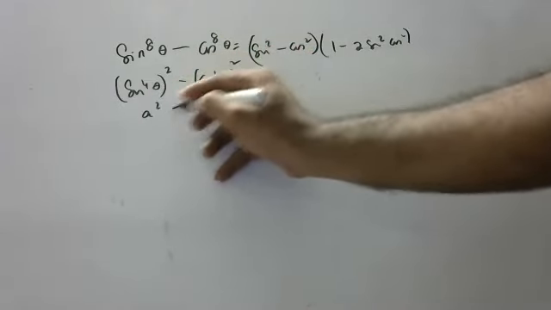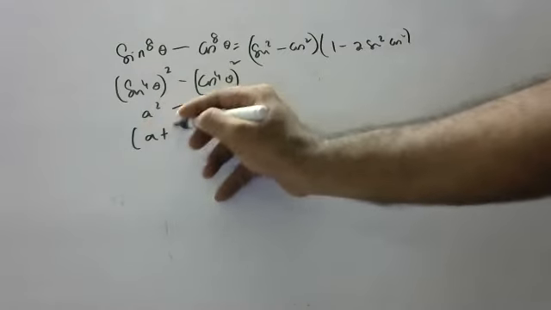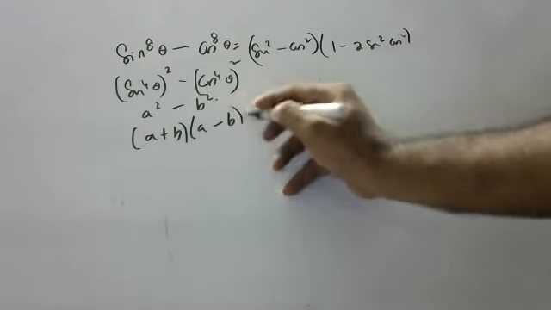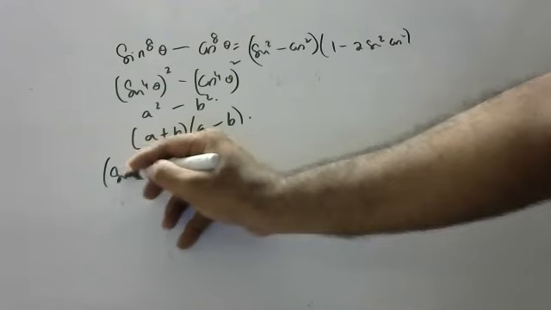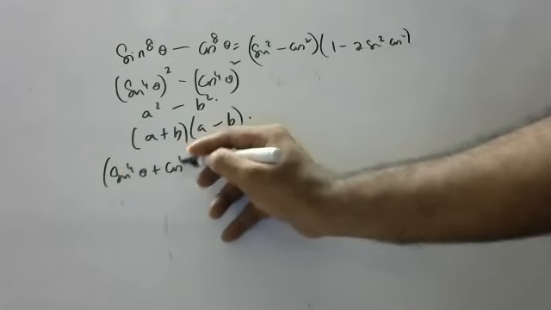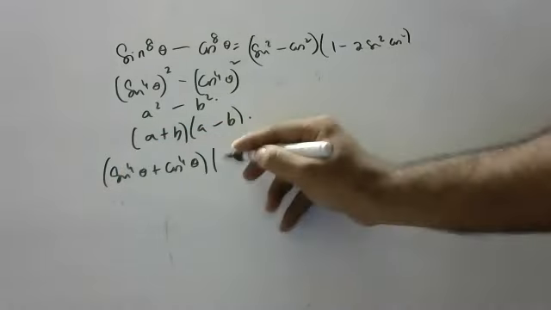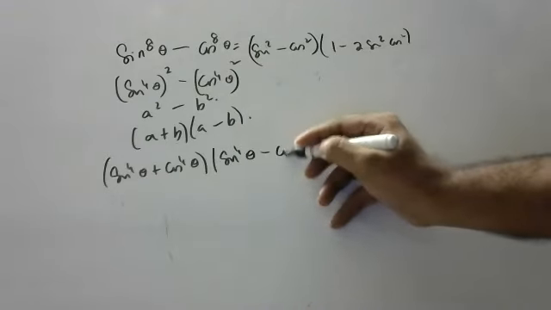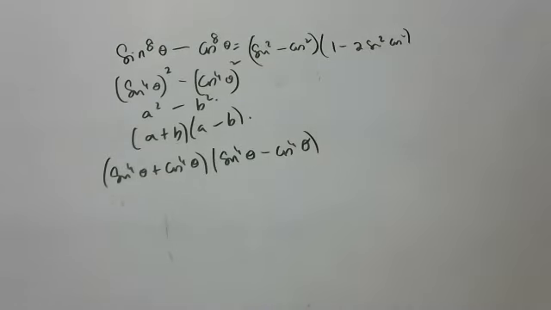This is in the form of a square minus b square, which is nothing but a plus b into a minus b. What is a plus b? Sine 4 theta plus cos 4 theta. What is a minus b? Sine 4 theta minus cos 4 theta. Very good, children.